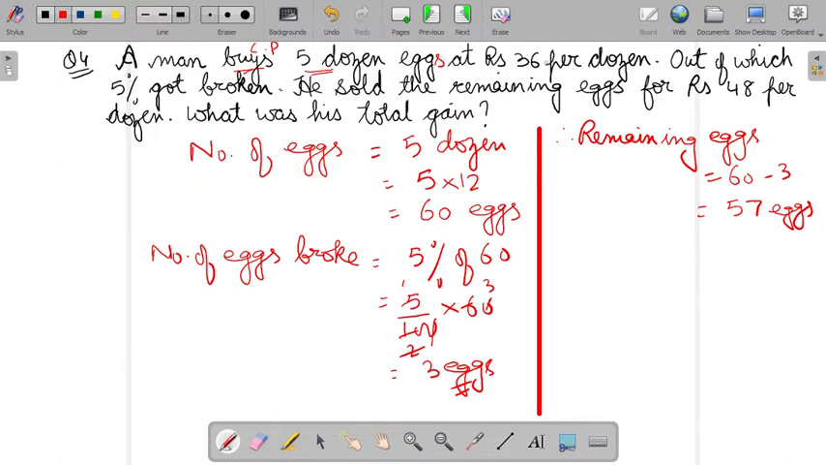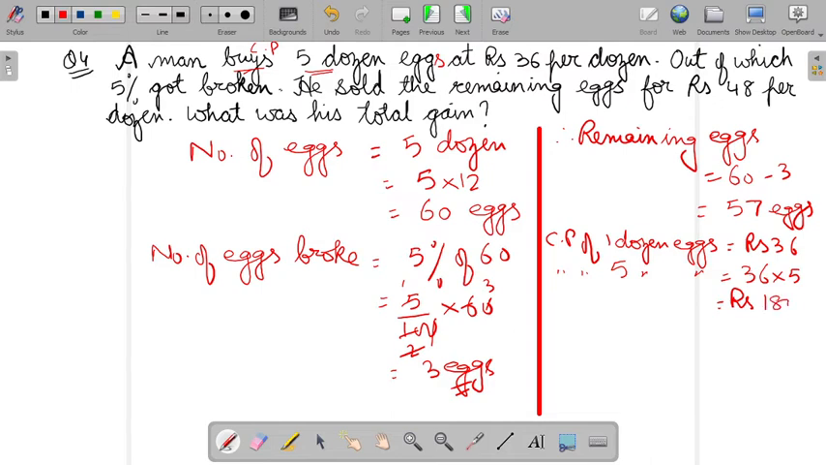In the question, cost price of 5 dozen at the rate of 36 per dozen. So we will take cost price of 1 dozen eggs. 1 dozen eggs equals rupees 36. So cost price of 5 dozen eggs would be 36 multiply 5. So this would come as 180. So the cost price of 5 dozen eggs is rupees 180.